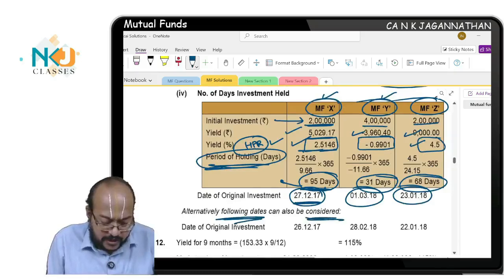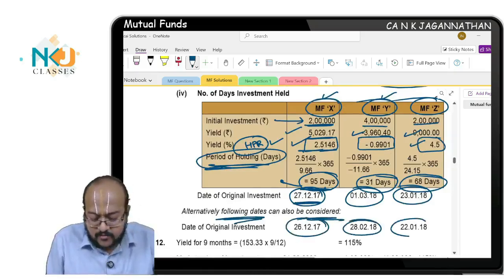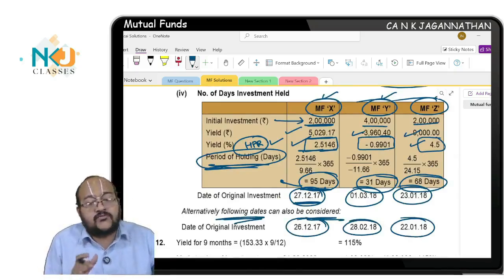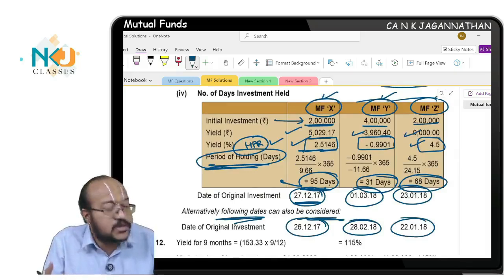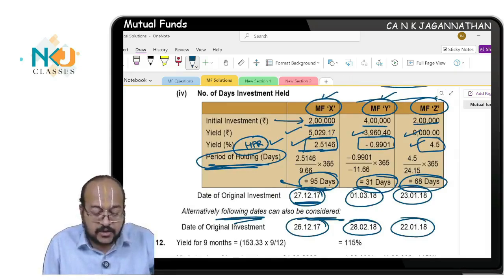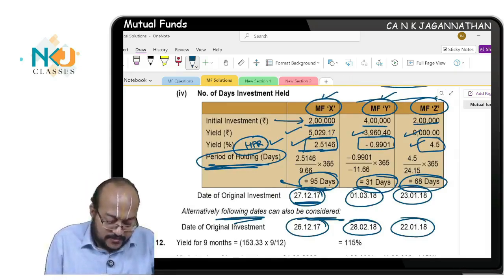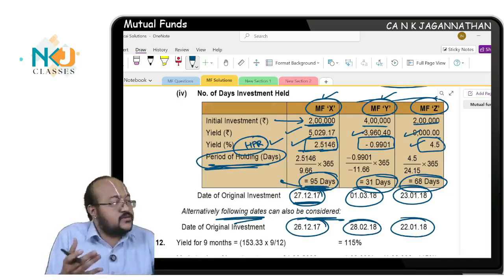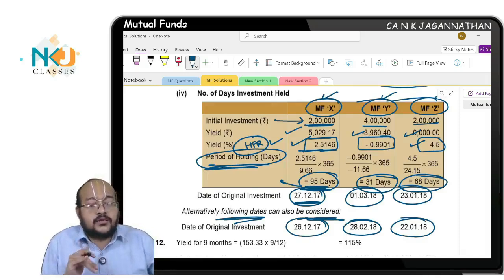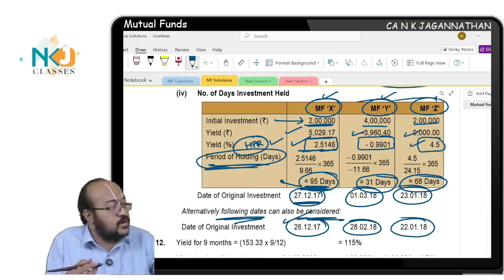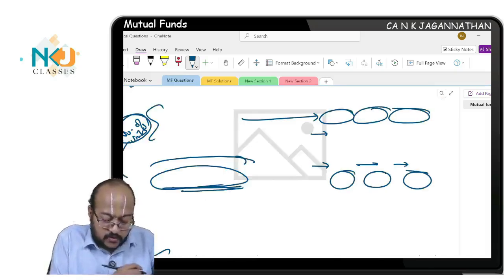Alternatively, the following dates can also be considered, with or without considering the initial date of investment. If you consider the initial date of investment, it will be 27/12/17 for 95 days. Out of this 95 days, if you calculate including the date of investment, it will be 27/12/17. If it is excluding the date of investment, it will come to 26/12/2017. You can go through it.